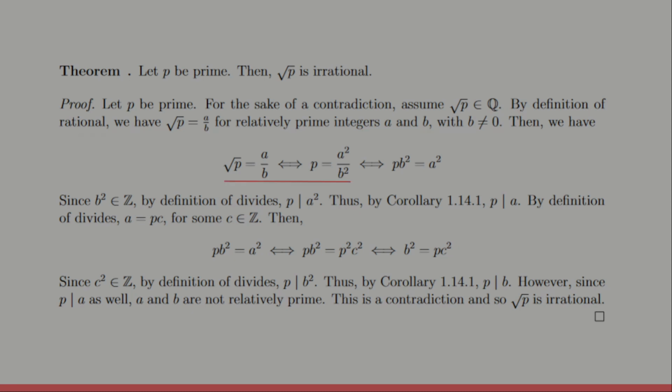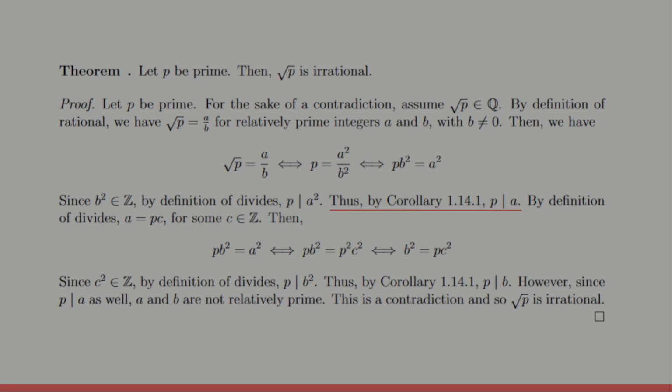Now that we have the form of a rational square root p, we can square both sides. Because b isn't 0, we can multiply both sides by b squared. Since the integers are closed under multiplication, b squared is an integer, and we can invoke the definition of divides. It must be the case that p divides a squared. Now, we can invoke our corollary 1.14.1, and we know p must divide a itself.